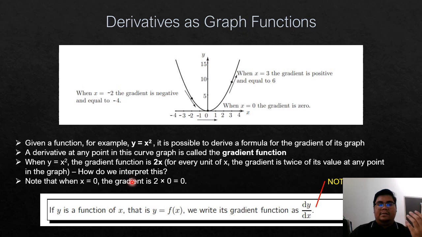So what we can deduce from this graph function is that y is a function of x. Basically, y is equal to a function of x, and we write the gradient function as dy/dx. Please note that this is not a fraction. This is an expression, or basically a symbol, that we define as the derivative of y with respect to x.